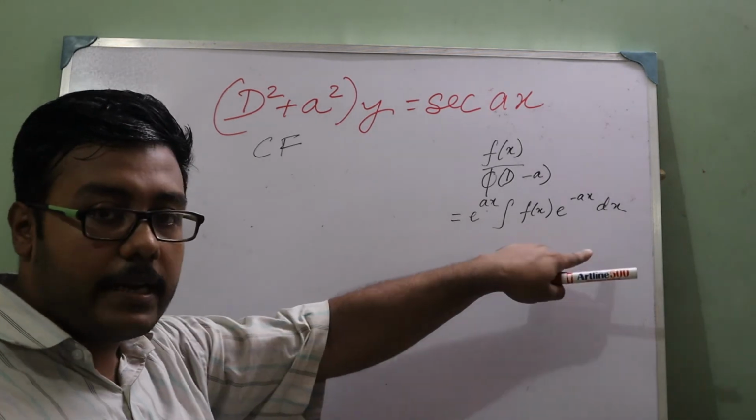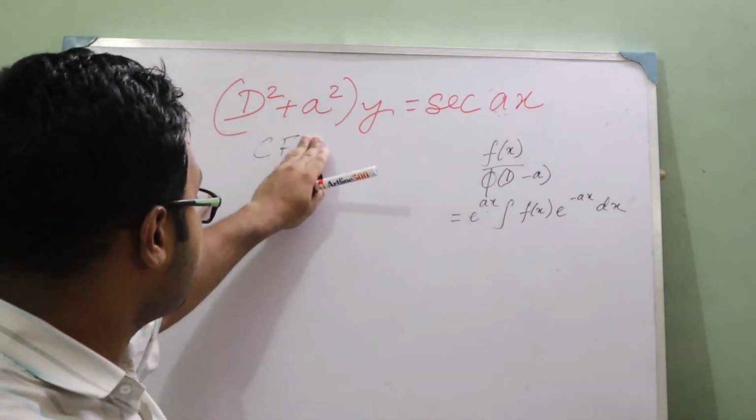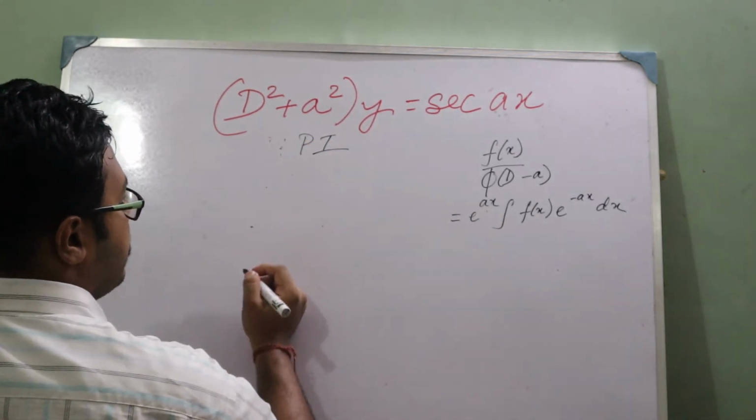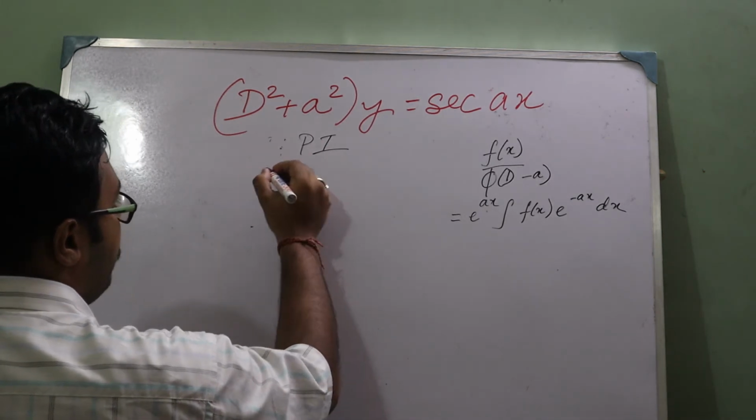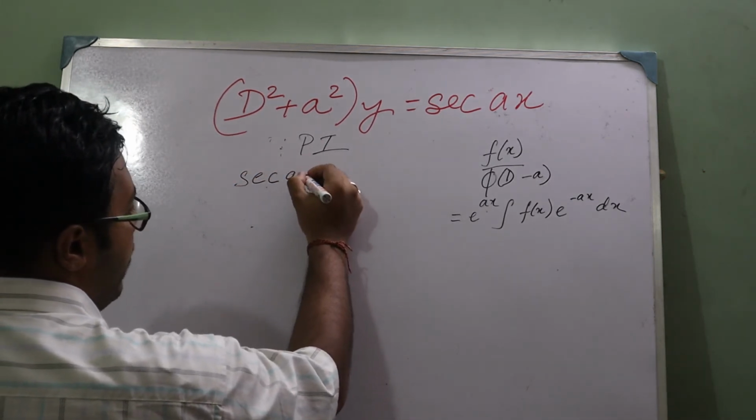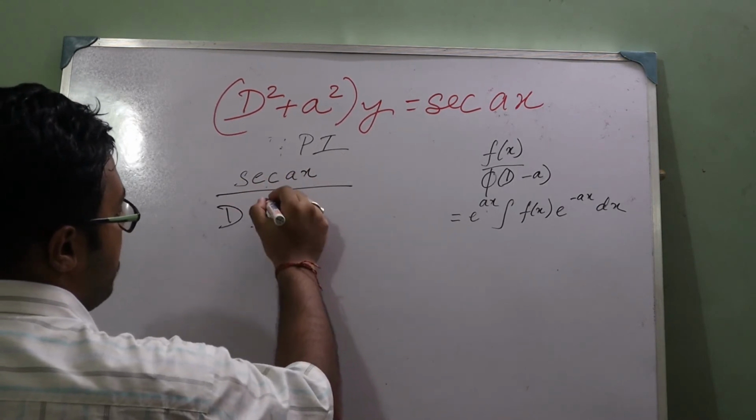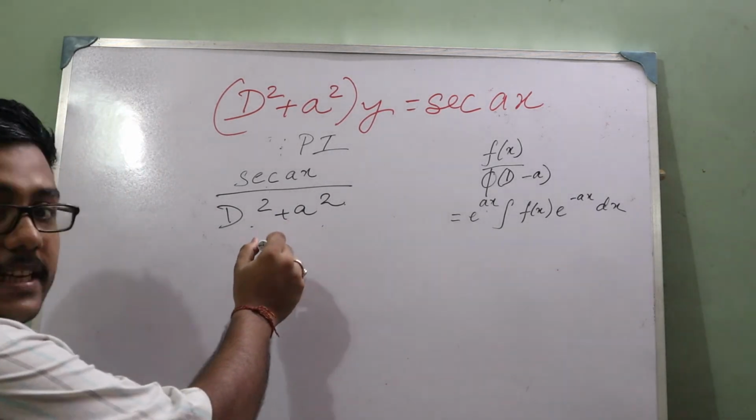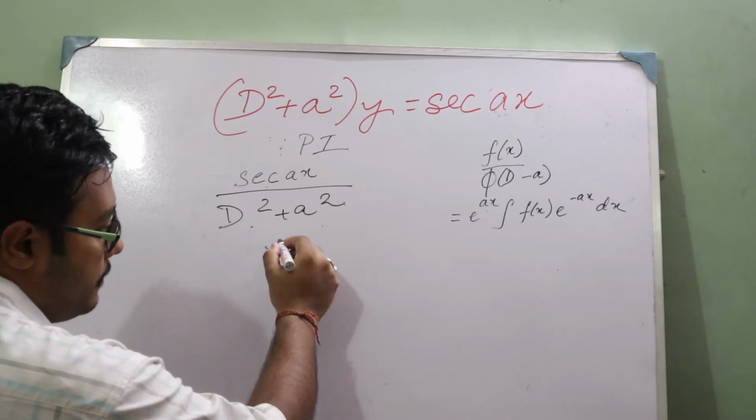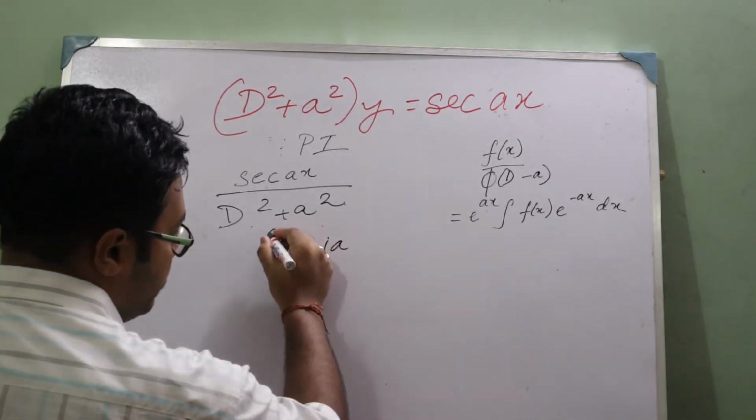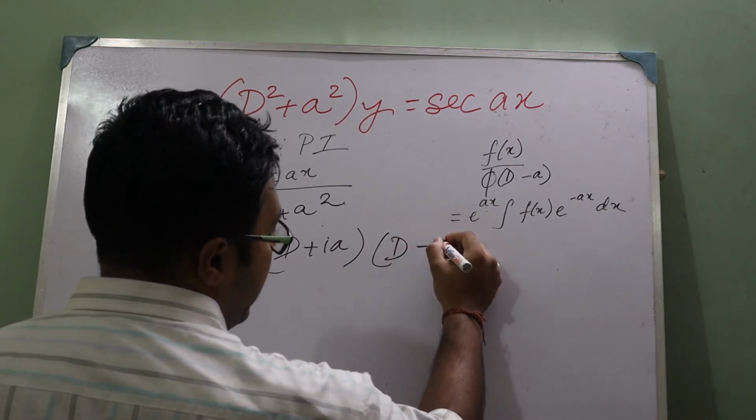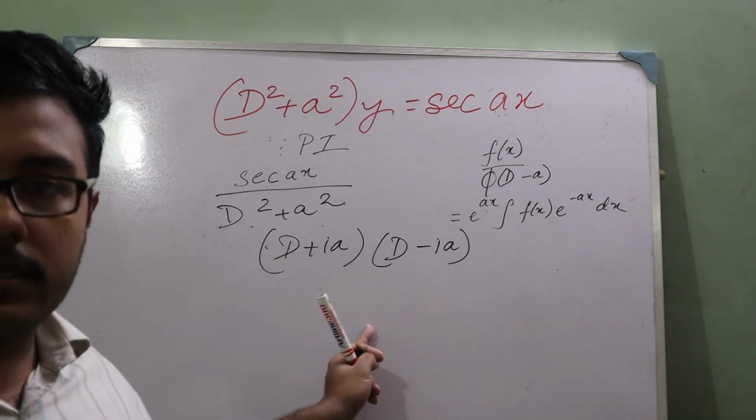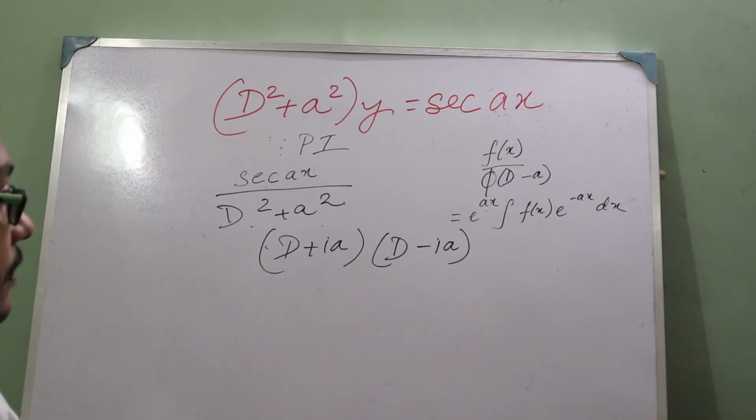Please friends, try to remember this, and I will show you how to apply this in this case. Now coming to the PI part, see, sec of ax, right? Now this d square can be broken down as d plus ia into d minus ia. All of you, I hope, know how to do this.